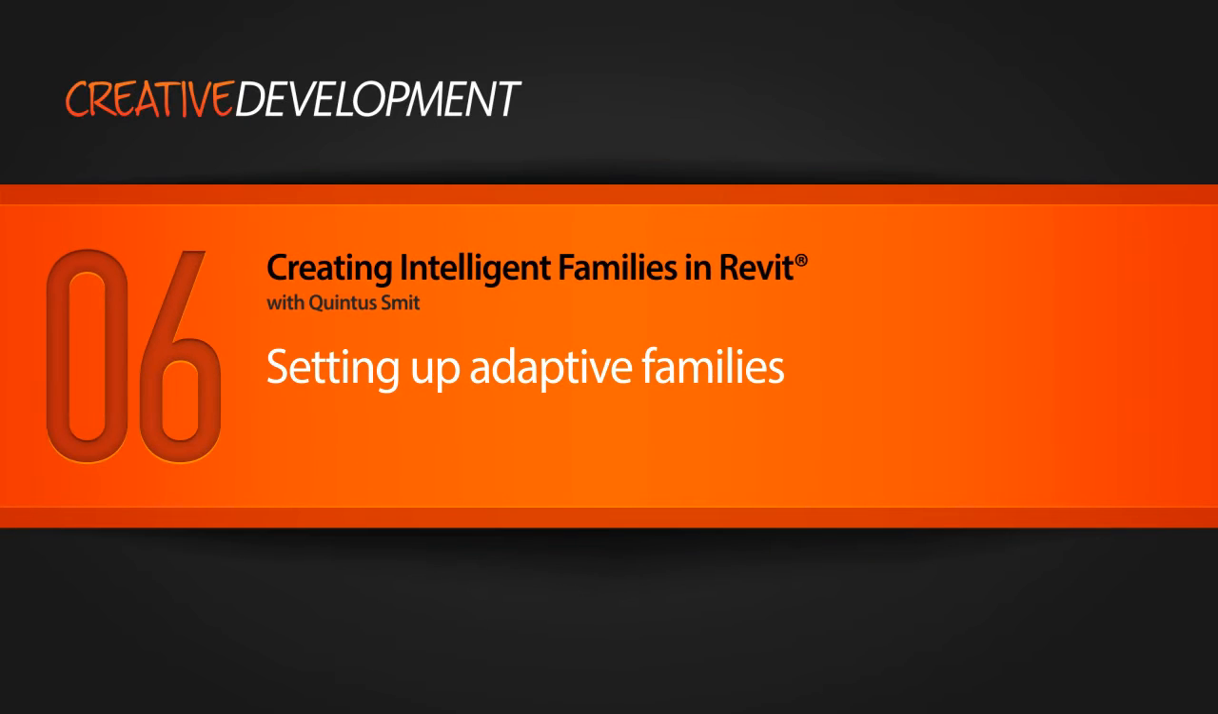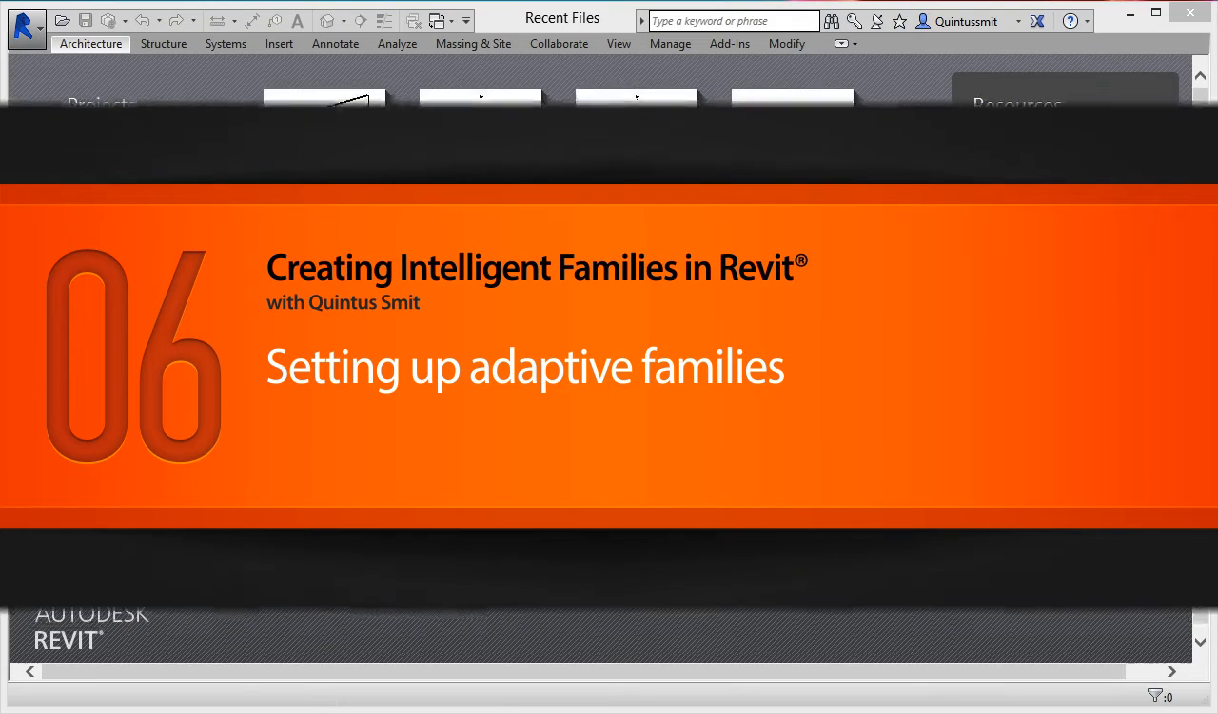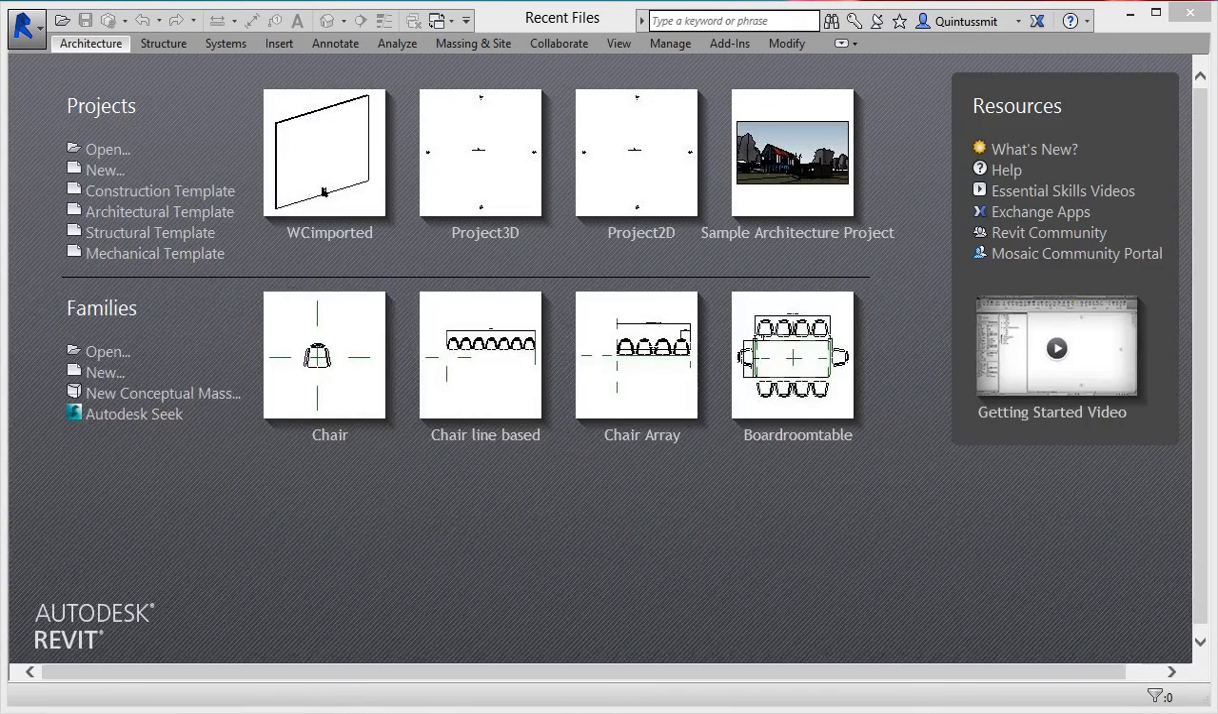Over the next few videos, we're going to build automation or intelligence into the families by using the parameters to automatically update certain things based on what is happening with the family. In this case, what I want to do is create a boardroom table where the number of chairs on the side of the table will automatically update depending on the length of the table. To start this family, we're going to have to build the chair.